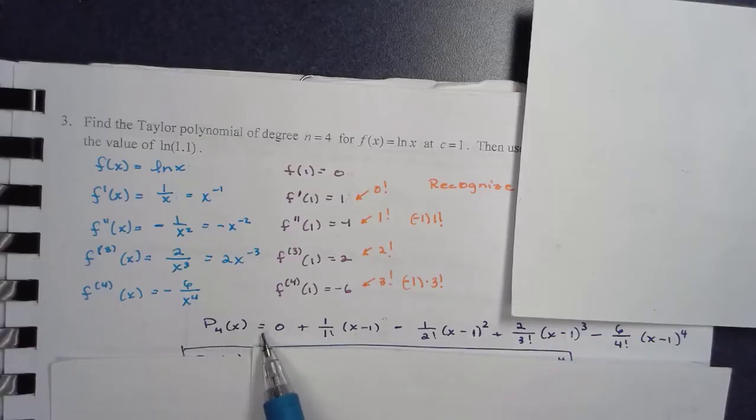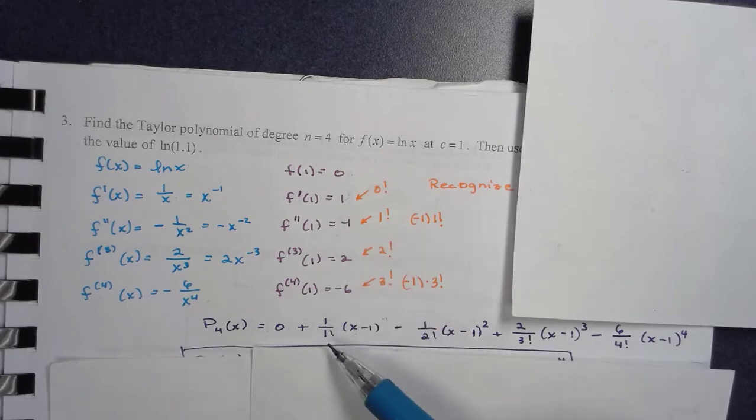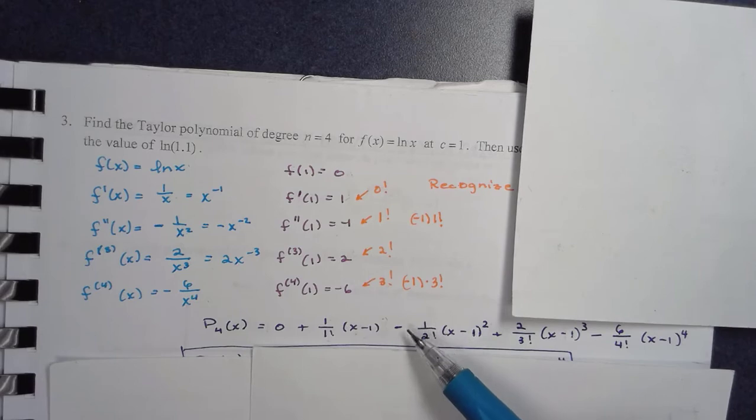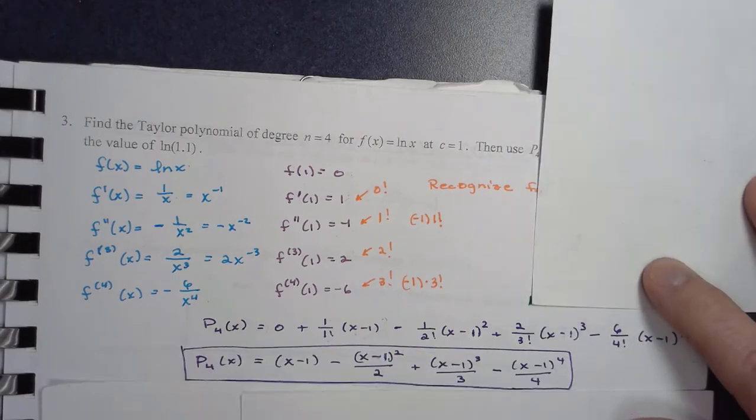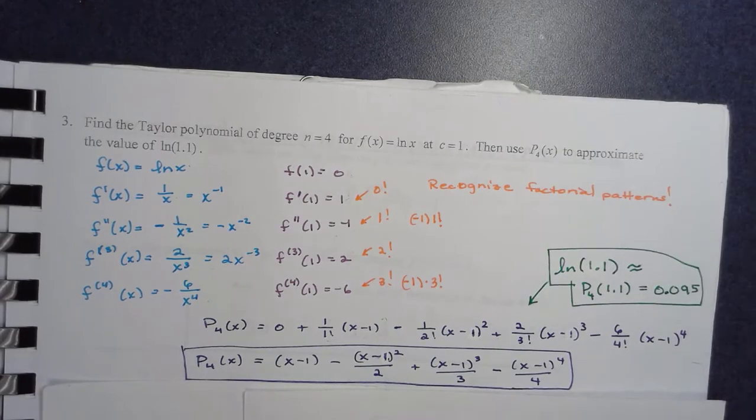4th degree polynomial equals, there's our 0th degree, our 1st degree, our 2nd, 3rd, and 4th degree. Again, f prime at 1 over 1 factorial, f prime at 2 over 2 factorial, f prime at 3 over 3 factorial, f prime at 4 over 4 factorial. And simplified, we get this polynomial, and I can now use that to approximate the natural log of 1.1.